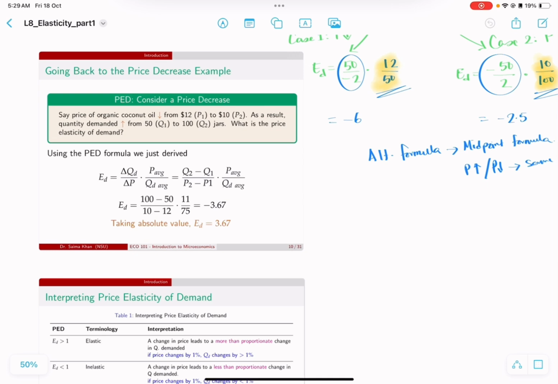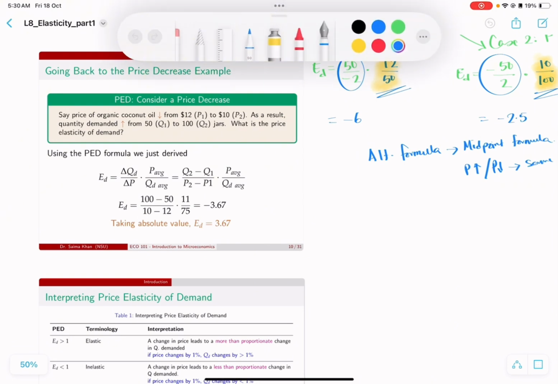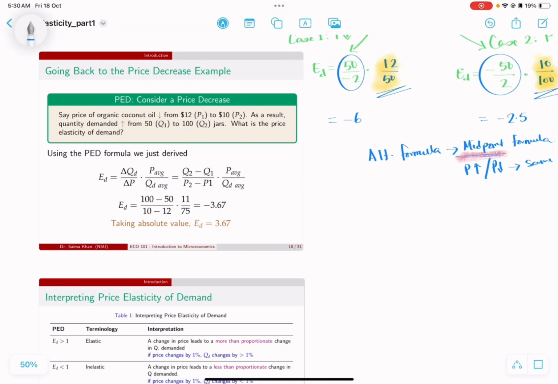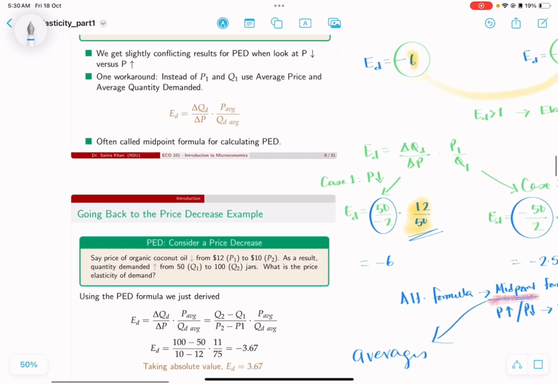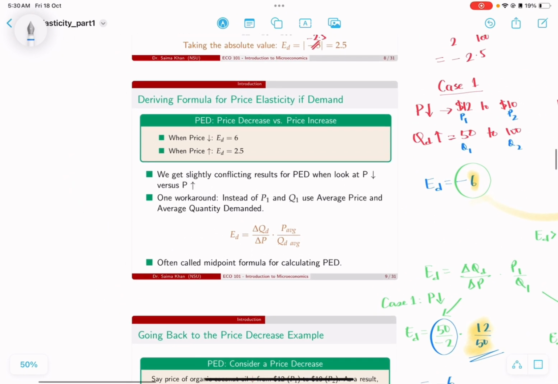So, as mentioned in the last video, we want to work with a formula which gives us the same measure for elasticity, whether we are dealing with a price increase or price decrease. And to achieve that, we are going to use something called the midpoint formula. The reason it is called the midpoint formula is because we use averages. Okay, so let's look at what the formula looks like.